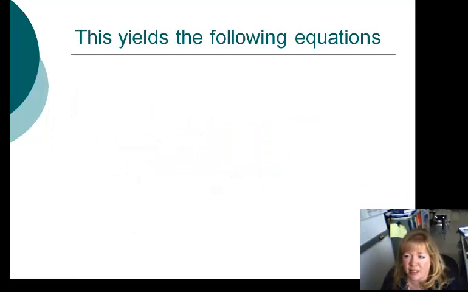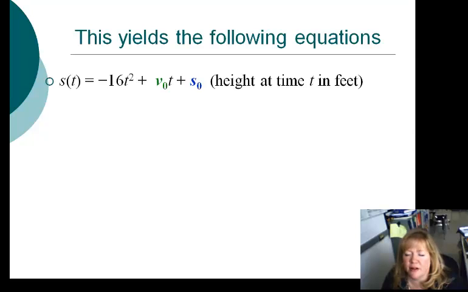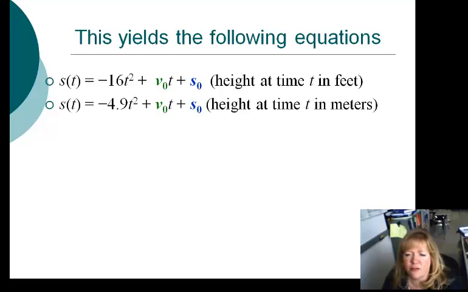Oh, well, before we get to that, here are the following equations when we put in what we know, and these might look familiar to you. s of t equals negative 16t squared plus v sub 0 times t plus s sub 0. This gives you the height at time t in feet. If you wanted it in meters, it's going to be negative 4.9t squared plus v sub 0 times t plus s sub 0. That's the height at time t in meters.